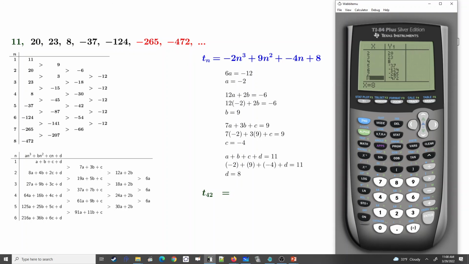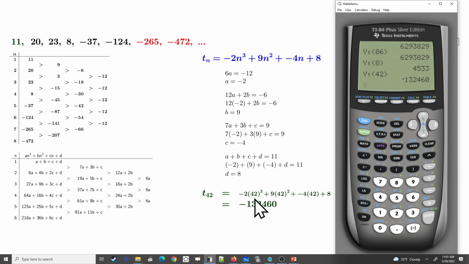But if you want the 42nd term, you could change this back to ask and then type in 42. But again, I'm going to just throw a crazy idea out there. Why don't you use the feature of the y vars and just think of it literally as a function. Think of it as the y1 function, or y1 of 42, and you'll plug it in. You'll get negative 132,460, which all it's doing is plugging in the 42 into the formula in that spot. And you can have done that manually. And that are third-degree polynomials.